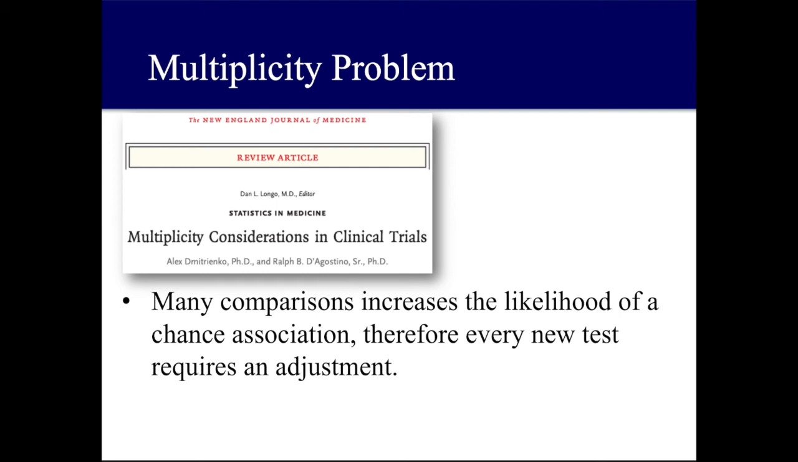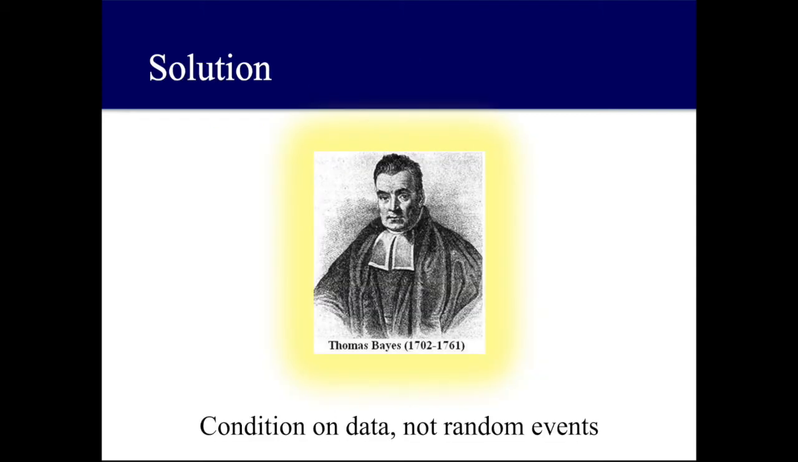Therefore, every new test that you do, you should be conducting an adjustment. But this is a problem because the frequentist paradigm is assuming that the data are uncertain rather than the parameter is uncertain. In the Bayesian realm, because you're constantly conditioning on that data and not assuming that the data are arising through random events, you can always estimate new estimates based off of more data coming in.